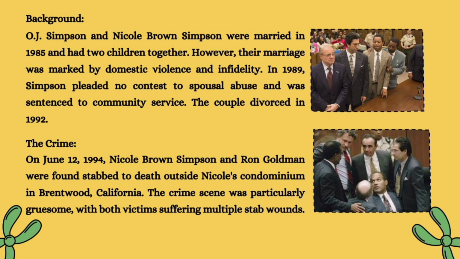Now, let's get to know regarding the crime, as of when and where and at what time did it take place, as it plays an important role in the field of investigation. On June 12, 1994, Nicole Brown Simpson and Ron Goldman were found stabbed to death outside Nicole's condominium in Brentwood, California. The crime scene was particularly gruesome, with both victims suffering multiple stab wounds.